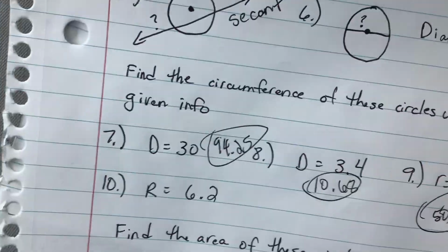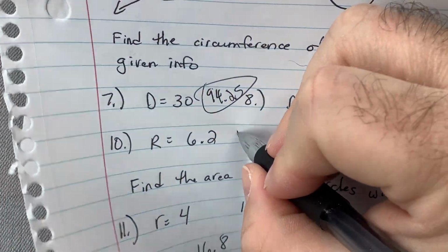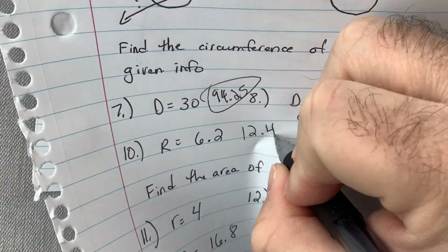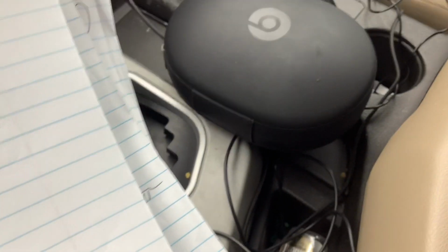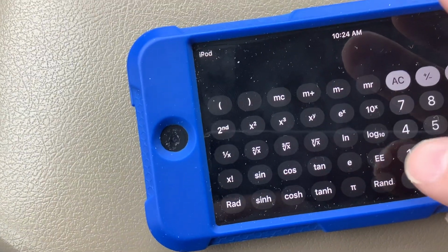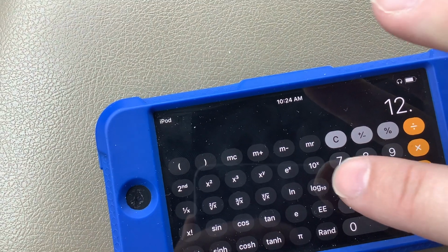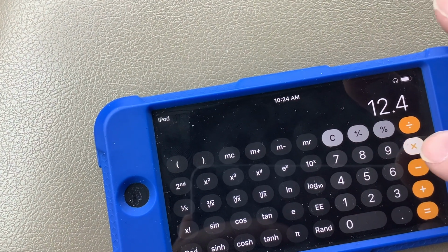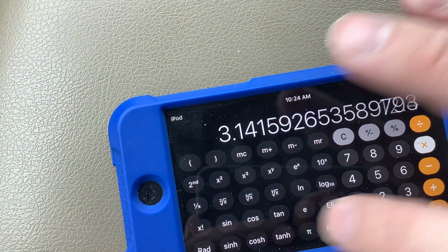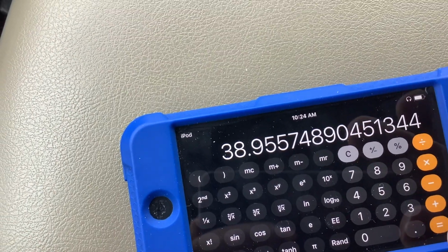Okay. And then this one's going to be double, so it's 12.4 is the diameter. So we're going to do 12.4 times pi. 38.96.